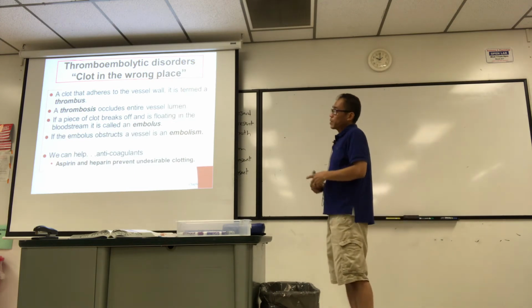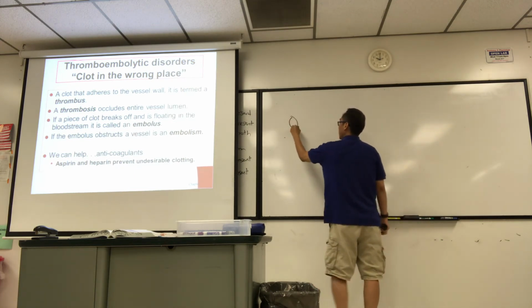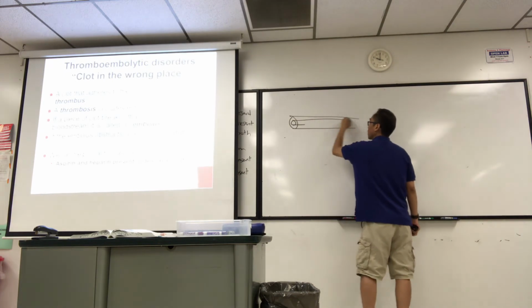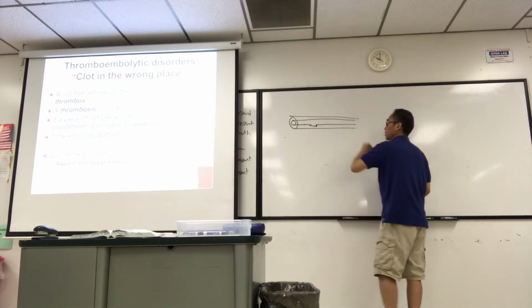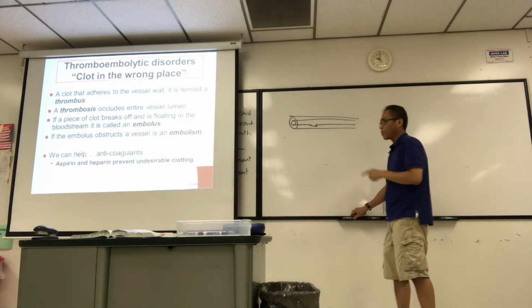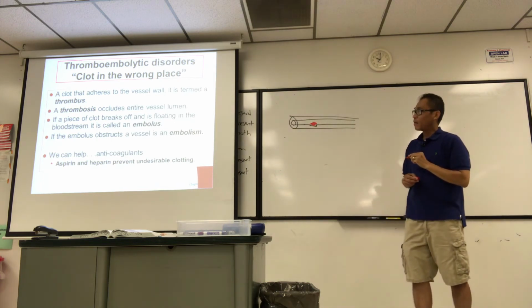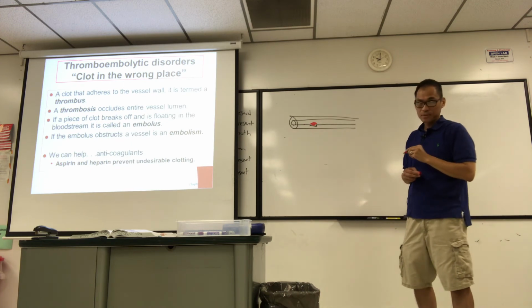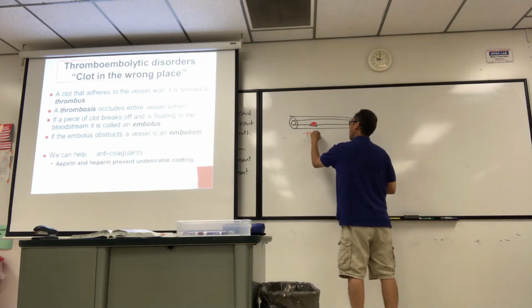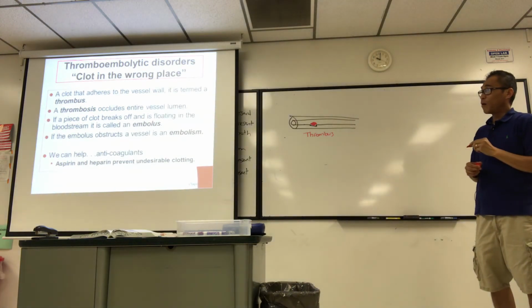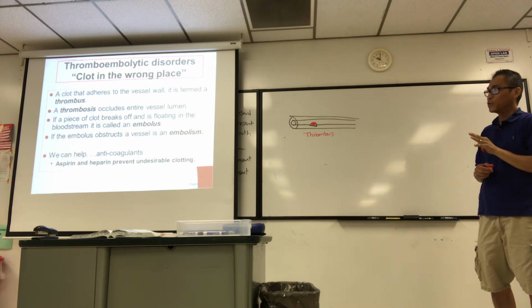Now, for example, let's say you have a blood vessel with a vessel wall, and you get a little break somewhere. The flowing blood sees the tissue factor, and it forms a clot right in your little break, right here. That clot forms, but it doesn't completely occlude blood flow. That clot that adheres to the vessel wall, you call that a thrombus. It's a clot where you don't want it necessarily. But blood can still flow past it because it hasn't completely occluded the tube.